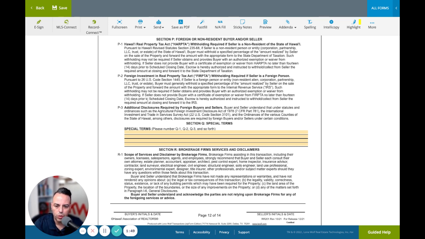P3 is additional disclosure required by foreign buyers and sellers. Buyer and seller understands that under the statutes and ordinance such as the Foreign Investment Disclosure Act of 1978, International Investment and Trade in Services Survey Act, and the ordinances of various counties of the state of Hawaii, among others, disclosures are required by foreign buyers and or sellers under certain conditions.